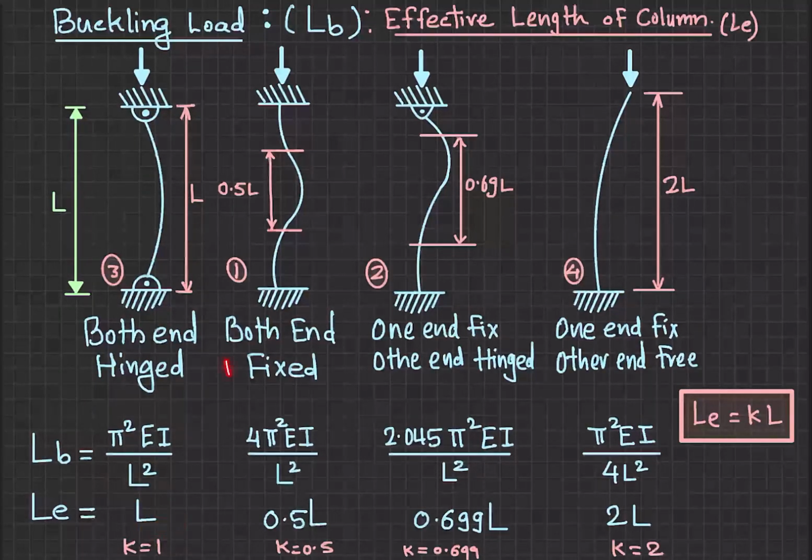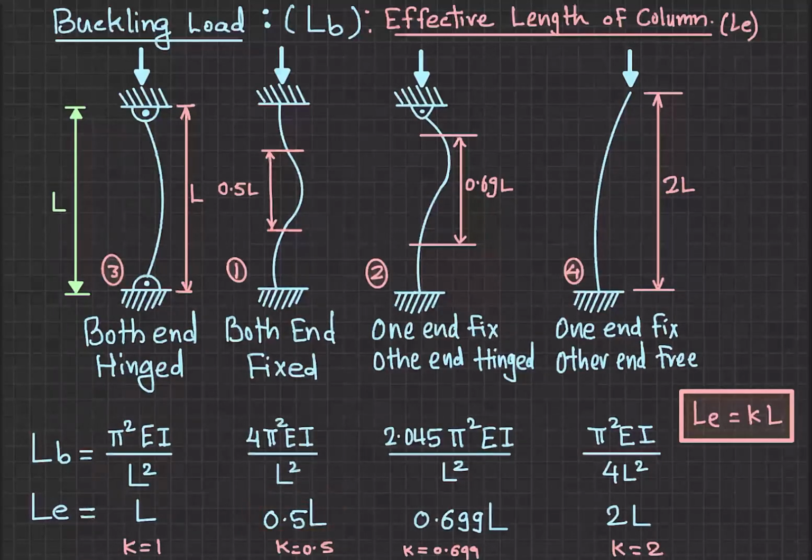In another condition, where both ends are fixed in the column, the value of K is 0.5, so LE is 0.5 into L. In the third condition, where one end is fixed and the other end is hinged, the value of K is 0.699, so 0.699 into L. In the last condition, where one end is fixed and the other end is free, the value of K is 2. So you can learn from this figure that the higher the value of K, the more deflection in the column. So a lesser value of K is better in this scenario.